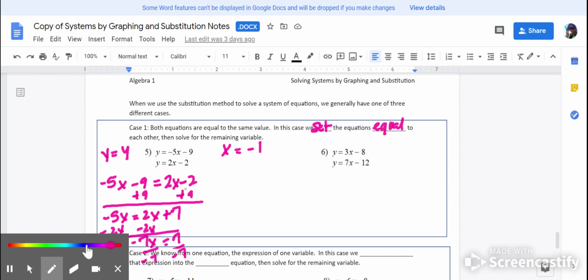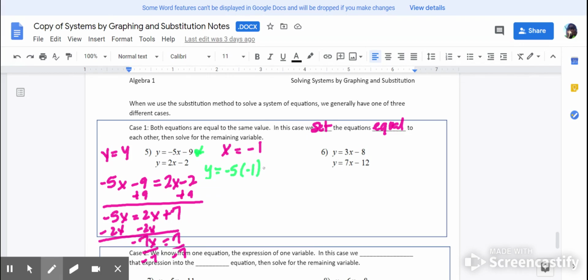In order to find the y value, you get to pick. You have some autonomy here. So which equation would you prefer to plug into? I'm just going to go back and plug into this first equation. So y will equal negative 5 times negative 1 minus 9. So 5 minus 9 will give me negative 4. So when I write my answer as a coordinate pair, remember we still have to do that, it'll be negative 1, negative 4.